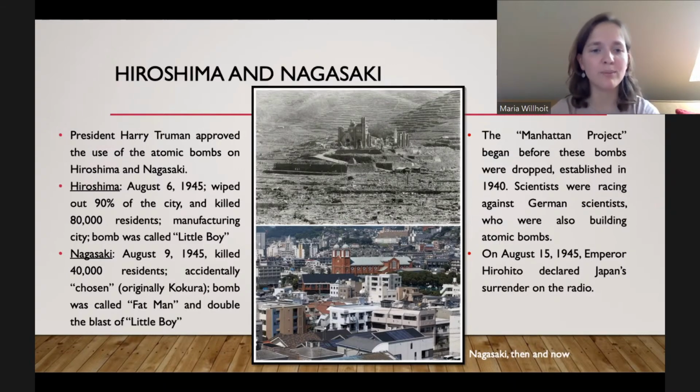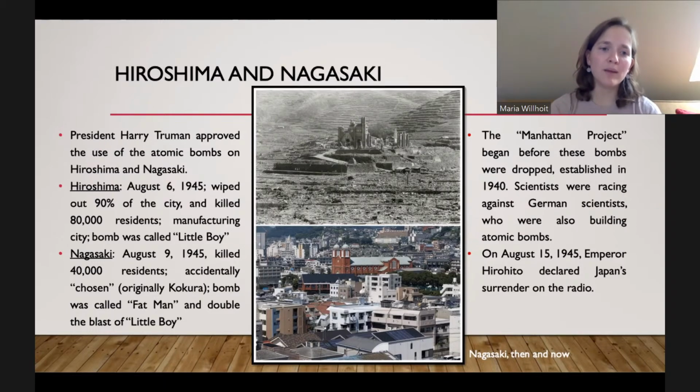And this project to build the atomic bombs, just so you know, actually began before we even started the war. It started in 1940 when Americans discovered that German scientists were also trying to build atomic bombs. And one of the persons that helped us build these atomic bombs and who knew about the German scientists was Albert Einstein. He was the one who kind of warned us about it.